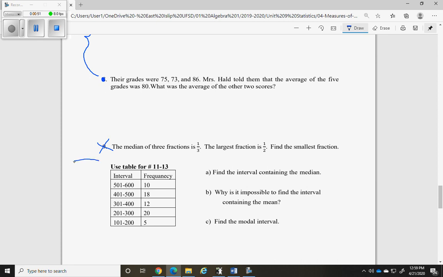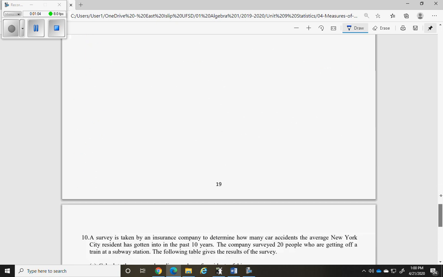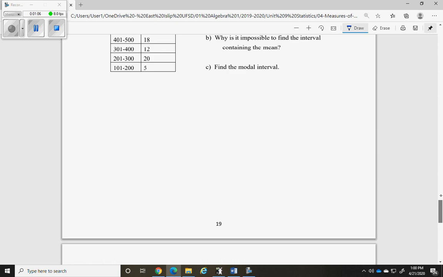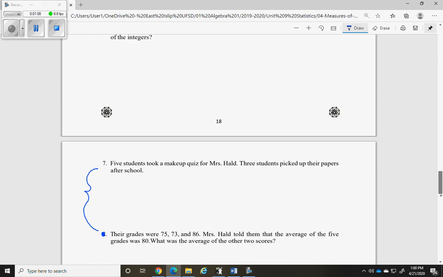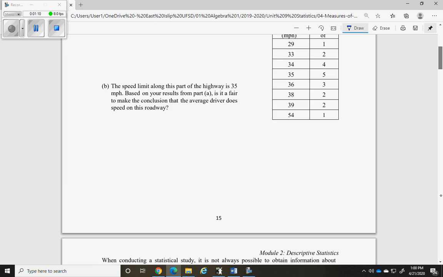And then this table here actually is not part of number 9. I guess we could call this one number 9, A, B, and C. And then this is fine. So if you could just fix that so that you're not confused when you're doing your homework.